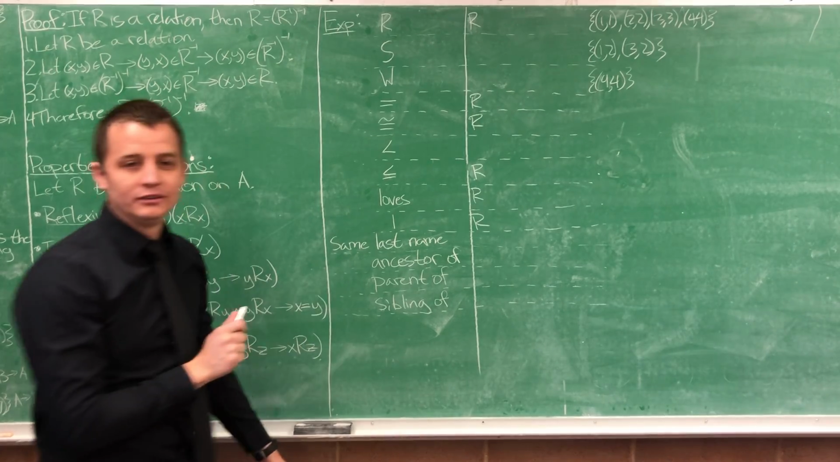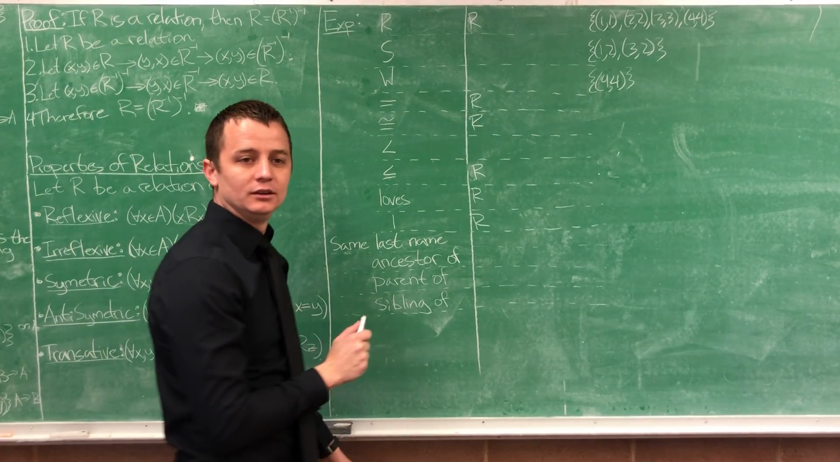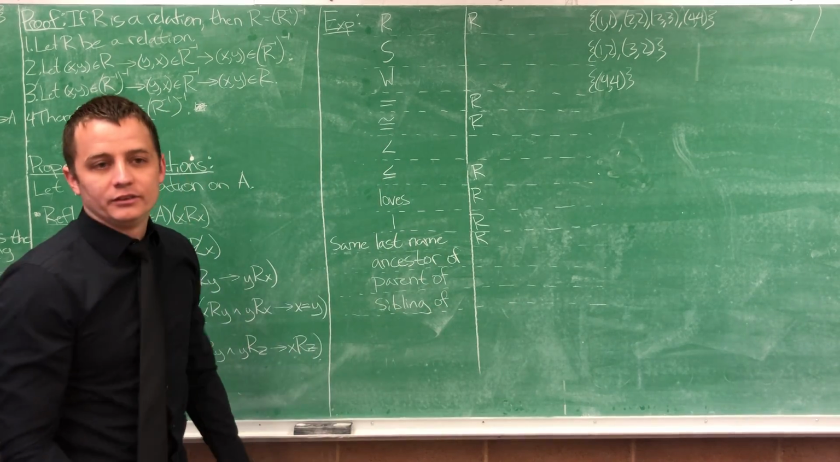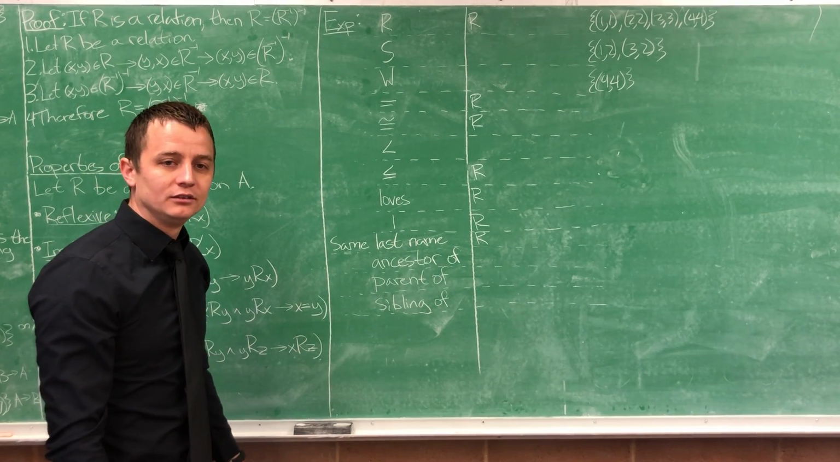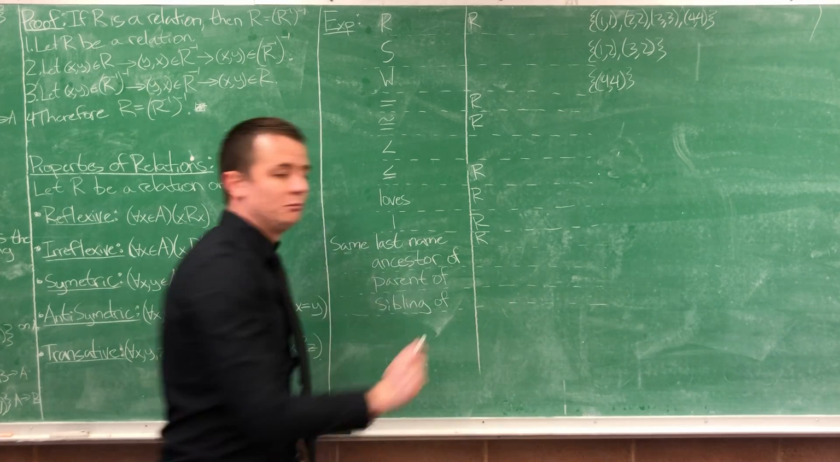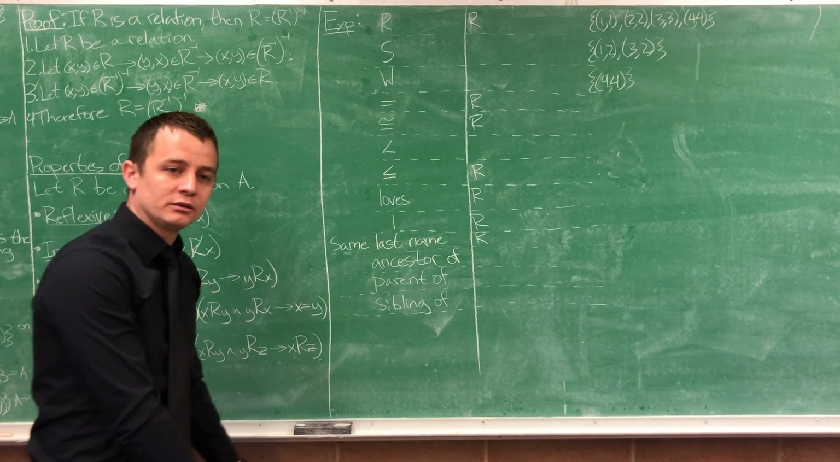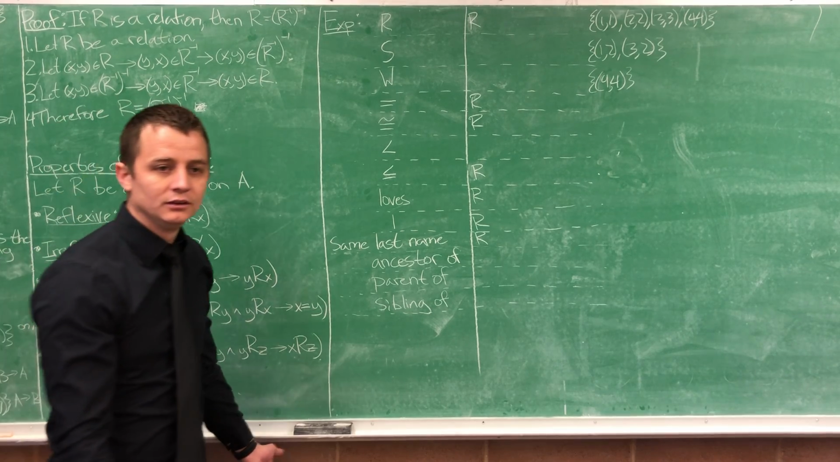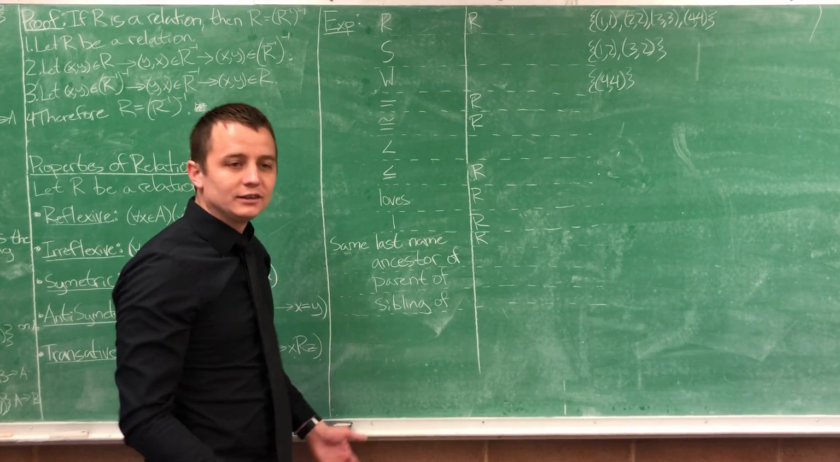Okay, same last name. Does every person have the same last name as himself? Yes. So that is reflexive. Okay. Ancestry. Is every person an ancestor of themselves? No. So it's not reflexive. Parent. Is every person a parent of themselves? No. Sibling. Is every person a sibling of himself? No. Kind of.